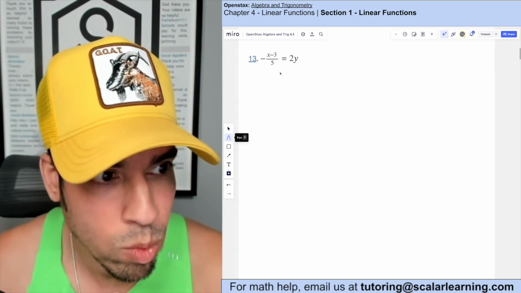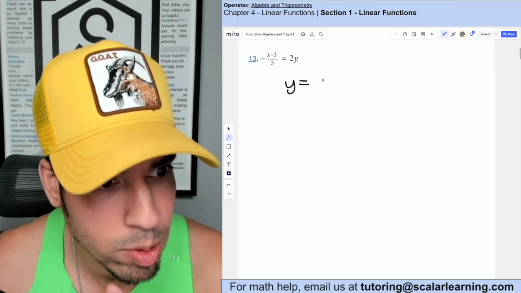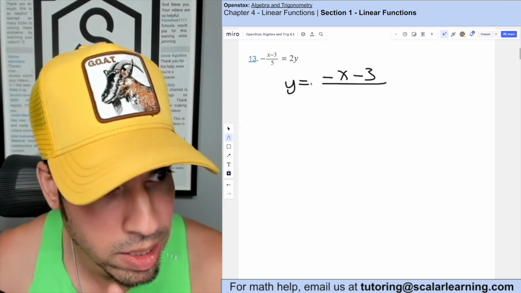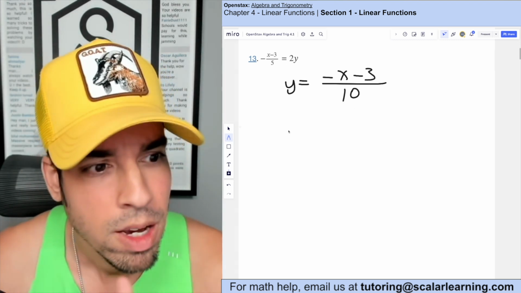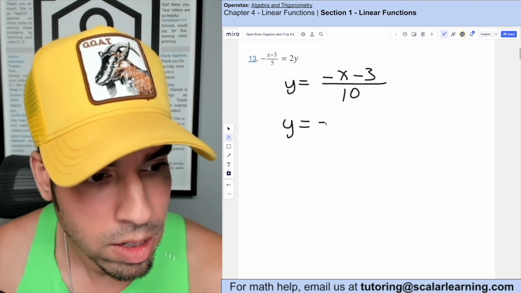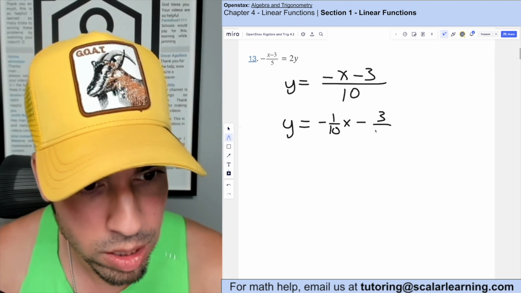For 13, I would say this definitely can be written as a linear function. We're just going to isolate y. So I'm going to divide everything by 2. I'm going to kind of flip it around, so it's going to be negative x minus 3 divided by 2. You multiply that 2 times the 5, so now it's over 10. And then we can rewrite this and break it up into our nice slope-intercept format: negative 1/10 times x minus 3 over 10.